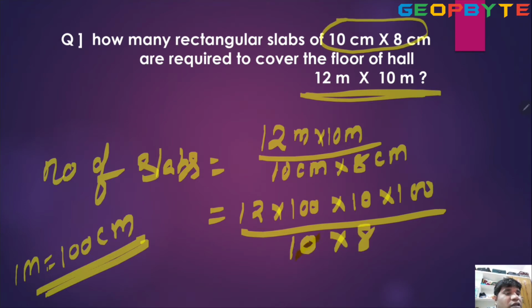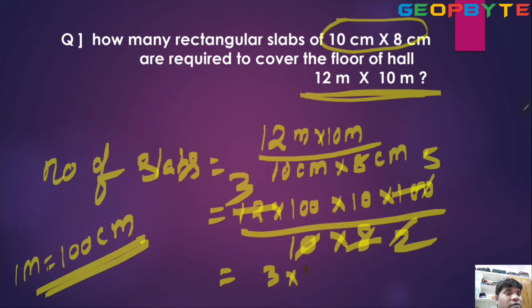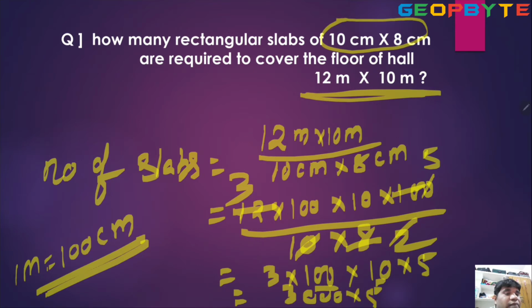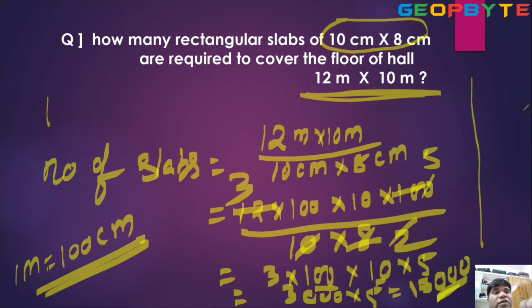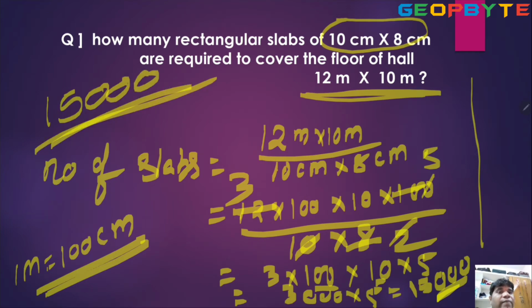So 0, 0 cancel. 4 2's cancel, 4 3's. 2 5's cancel. So what is the answer now? 3 into 100 into 10 into 5. Simplify. 3 zeros into 5. 5 into 3, 15. 3 zeros. Okay, final answer 1530.